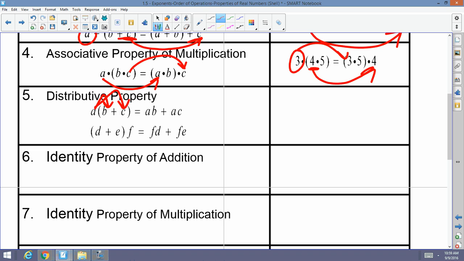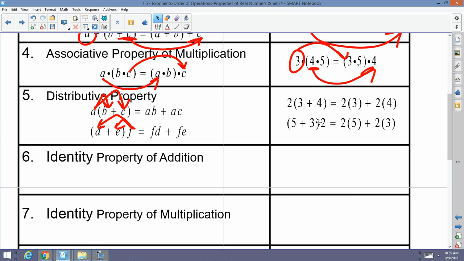What if the F is on the other side or the variable's on the other side? Then you still do the same way. F times D plus F times E. Distributive property is like distributing a paper to everyone in the class. You give it to every single student, every single person.